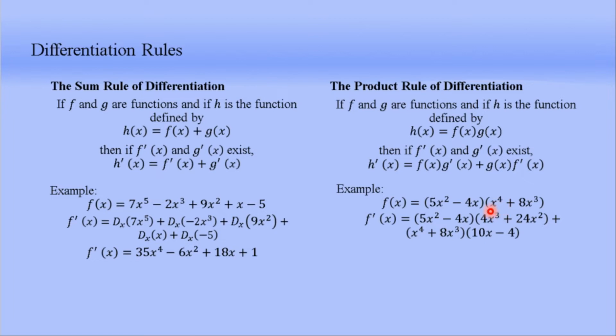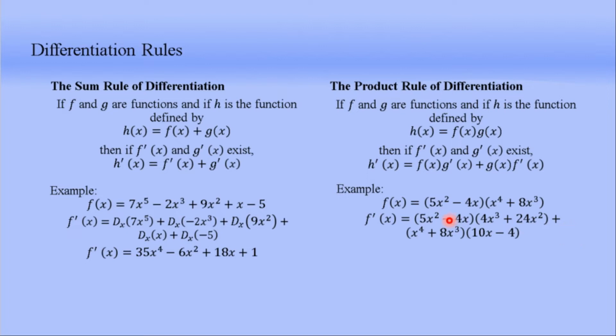So 4 times 1 is 4, and then 4 minus 1 is 3. So 4x cubed. And then the derivative of the second term, just the same here, 8x cubed: 8 times 3 is 24, and then 3 minus 1 is 2, so 24x squared.